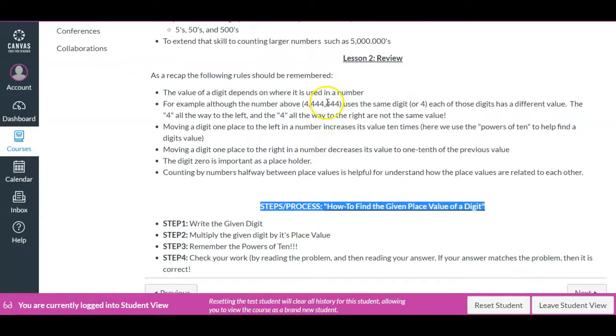For an example, if we take this 4 here, we take that digit and we multiply it by its place value, and since that's the hundreds place, its place value is 100. So if we do 4 multiplied by 100, that would equal 400.